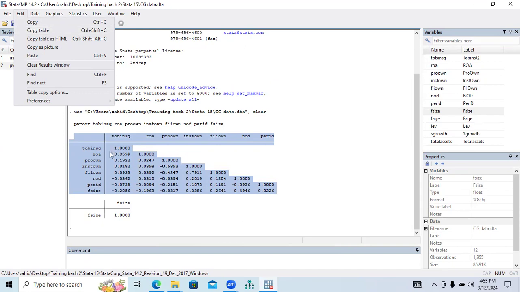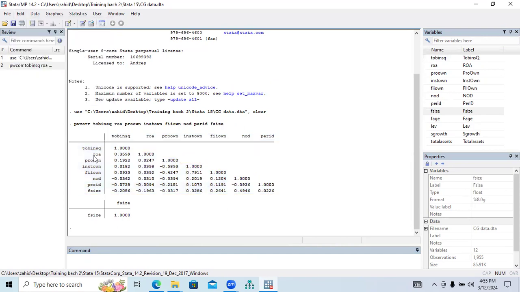You can notice here that this correlation table does not involve any significance sign, whether the correlation between a particular combination of variables is significant or not. Like you can see the correlation between ROA and Tobin's Q is weak positive. This is a weak positive correlation, but whether it is significant or not, we need to see. In the same way, you can see PR ownership correlation is also weak positive with Tobin's Q.